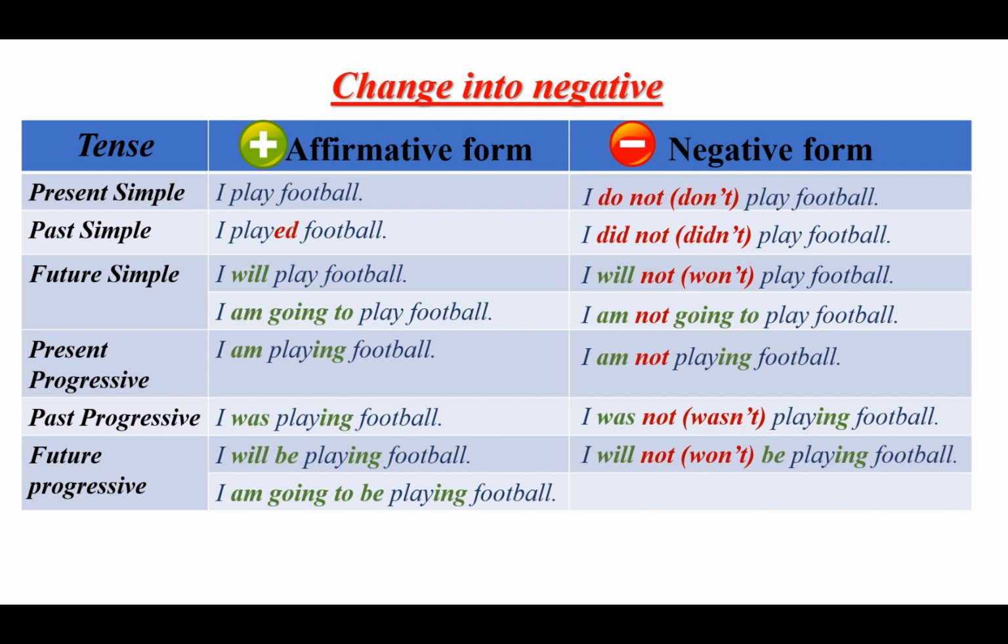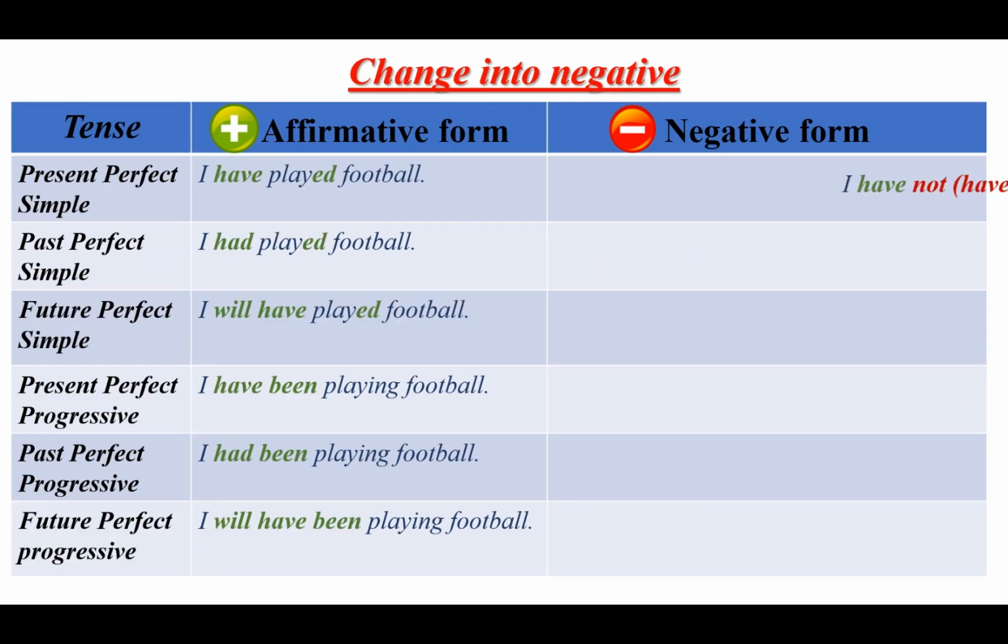For the future progressive, in affirmative form, I will be playing football. In negative form, I will not or won't be playing football. Another one. In affirmative form, I am going to be playing football. In negative form, I am not going to be playing football.